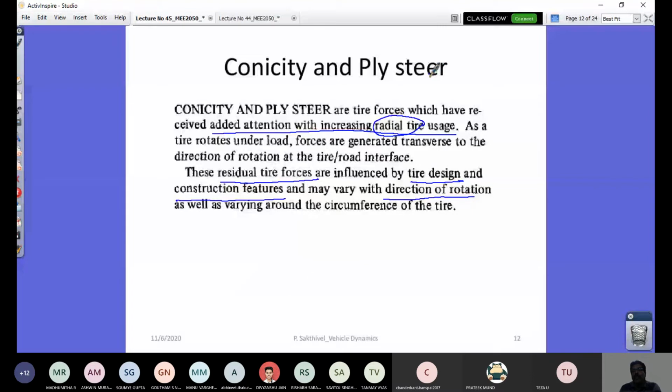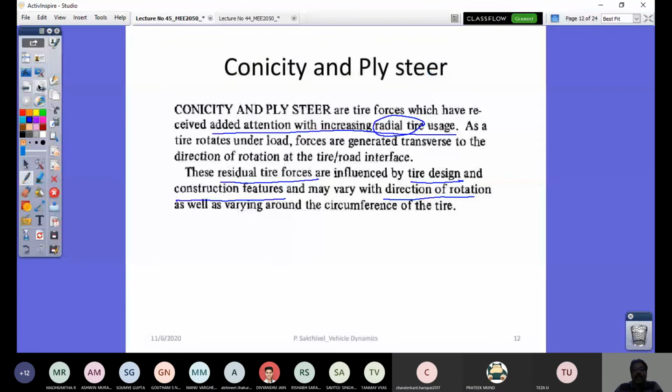Before you fit it on your vehicle, if you have a tire assembled on a rim and you roll it, it won't go straight. It will have some turning effect, and that is the residual force present by default in your tire-wheel assembly. That is why this horizontal and vertical shift has come. So let's look in particular at conicity and Ply Steer.